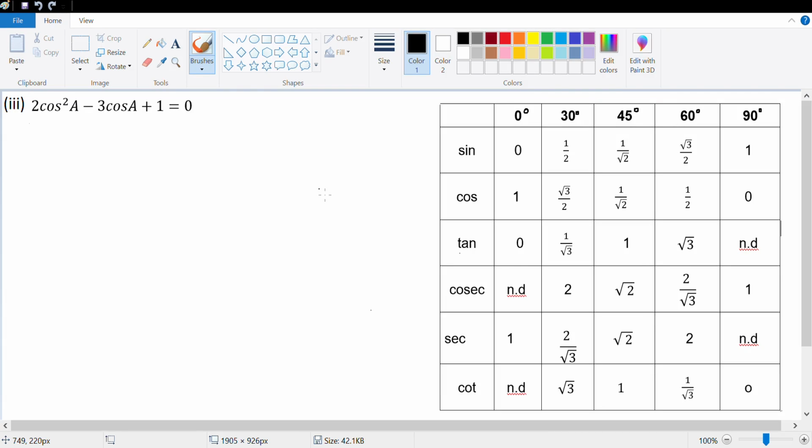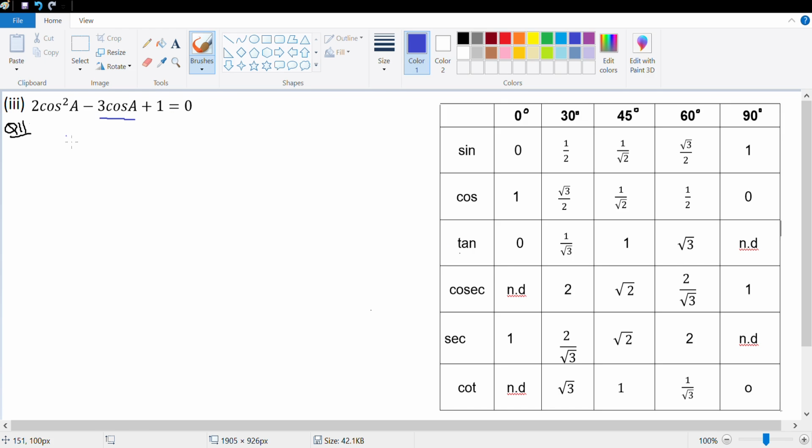Hi guys, let's look at the next part of the exercise 23C. Let's see question number 11, part 3. So it says 2 cos square a minus 3 cos a plus 1 is equal to 0. Again, if you remember your quadratic equations, we can split the middle term into two parts.